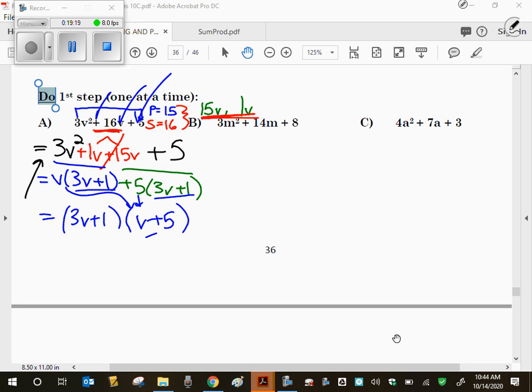Okay, let's do B, one step at a time. I'm going to let you find the sum product in B and find the numbers. Okay, so that's the first step, sum product and find the numbers. Go ahead. We'll correct after 99 seconds.